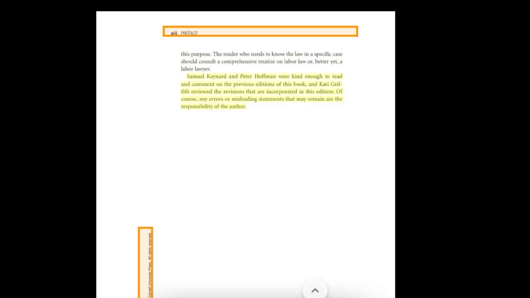Samuel Kynard and Peter Hoffman were kind enough to read and comment on the previous editions of this book, and Cody Griffey reviewed the revisions that are incorporated in this edition. Of course, any errors or misleading statements that may remain are the responsibility of the author.